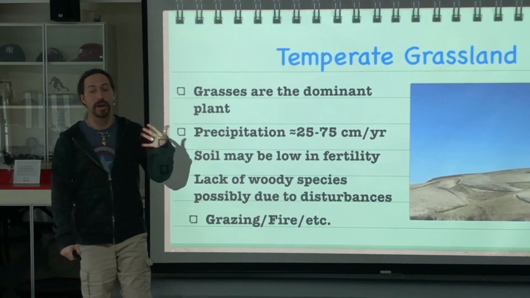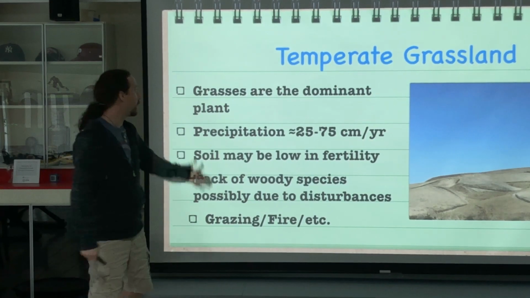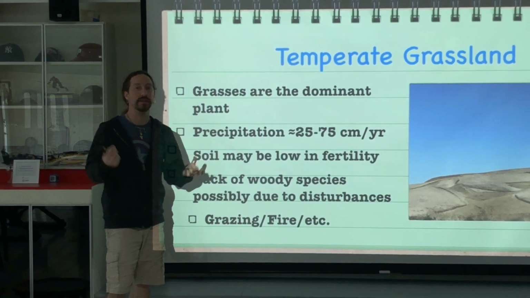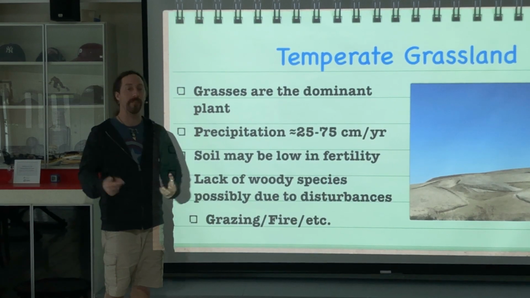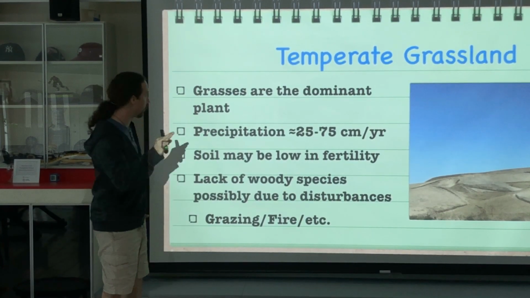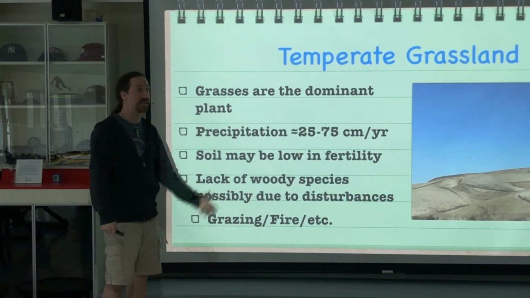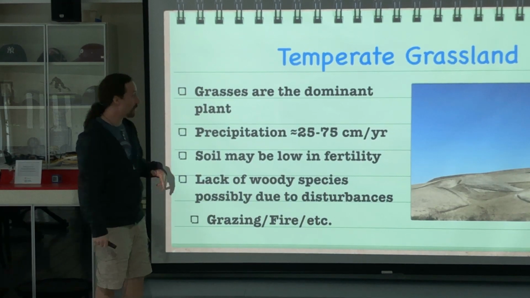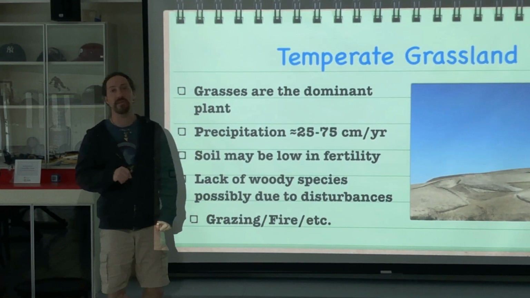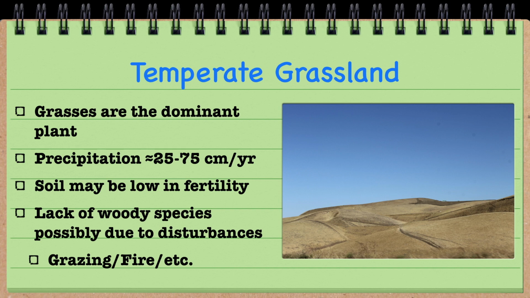Moving to the next, we end up with the temperate grassland. Now, in a temperate grassland, it typically is going to be in about the same area of where temperate deciduous forests are, but there's a few differences for what happens. First off, instead of being trees that's a dominant species, it is grasses. The precipitation is a little bit less, 25 to 75 centimeters a year, and the soil is probably going to be a little less fertile than what you would have in a temperate deciduous forest. So you have less rainfall and you have less nutrients in the soil. That results in less trees.